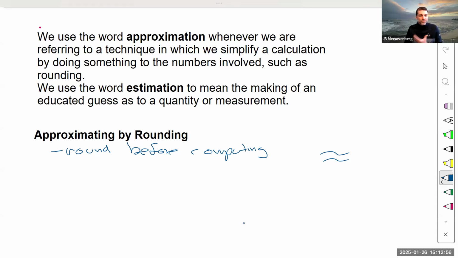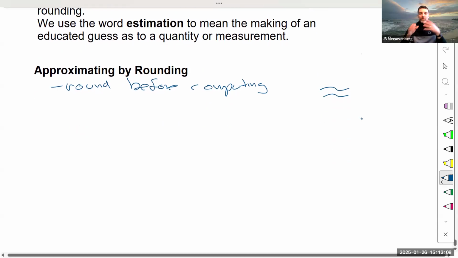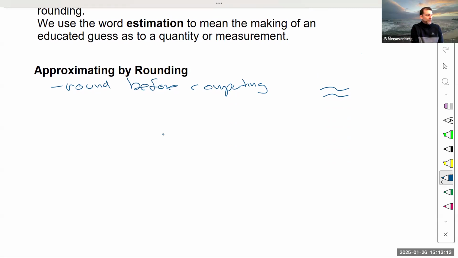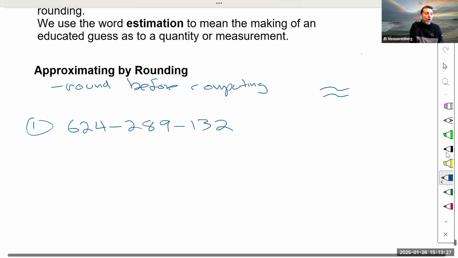Now, where do we round to? It really depends on the problem that you're working with. Sometimes it's up to you to be the judge. Sometimes you're going to be instructed where to round. What we're going to do is just round each number to the leading digit. So imagine you have to do this problem: 624 minus 289 minus 132. That could be a bit complicated to do in your head. And maybe all we need to know is, can we get close?